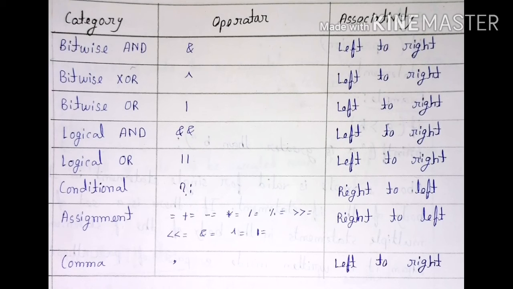Now bitwise AND operator, associativity is left to right. Bitwise XOR, associativity is left to right. Bitwise OR, associativity is left to right. Logical AND, associativity is left to right. Logical OR, associativity is left to right. Conditional operator, associativity is right to left. Assignment operators, associativity is right to left. Comma operator, associativity is left to right.